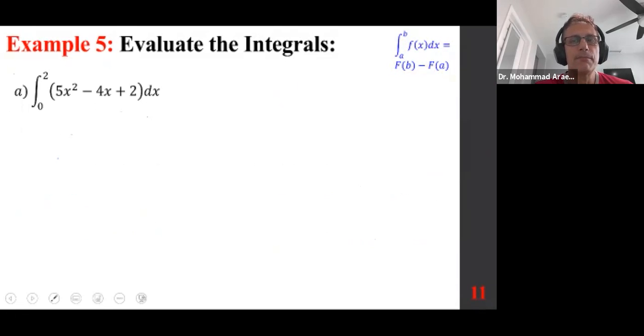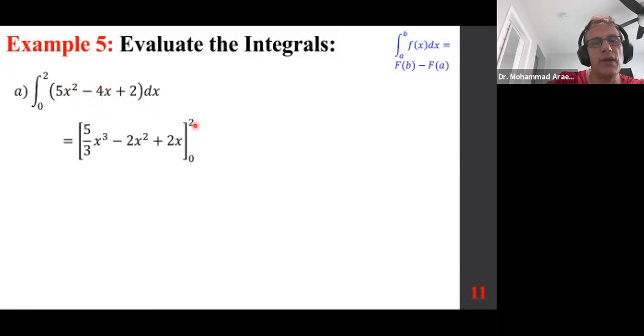Let's look at this example. First, we have to find the antiderivative for this function 5x squared minus 4x plus 2. Using the power rule, the first one results in 5 thirds, 2 plus 1, 5 thirds x cubed, minus 4 over the exponent here is 1 plus 1. So minus 4 halves x squared plus 2x. We don't need a constant because we are evaluating from 0 to 2.